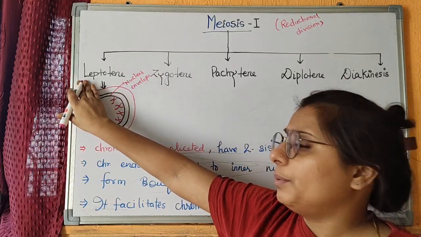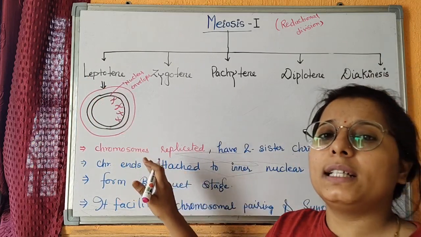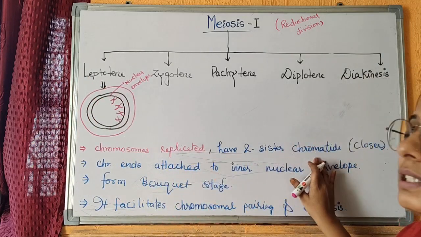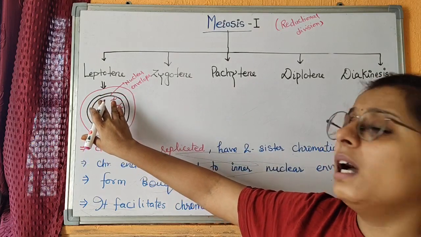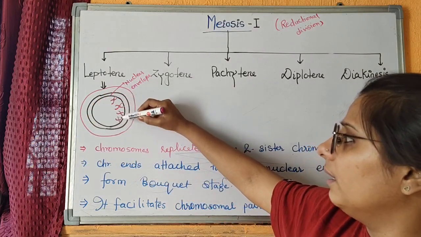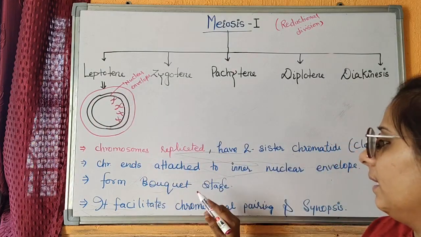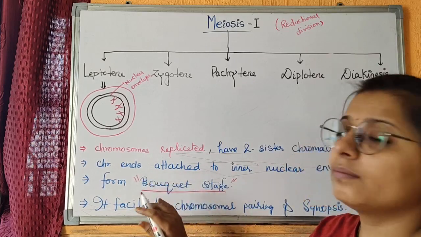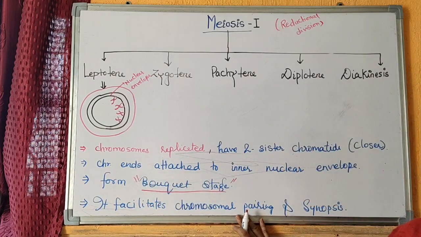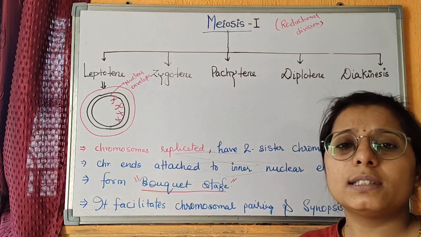The Leptotene is the first stage, and here the chromosomes get replicated and they form two sister chromatids. All these homologous chromosomes are attached to the inner nuclear envelope and they form a bouquet stage. This bouquet stage facilitates the chromosomal pairing and synapsis for the further zygotene stage.